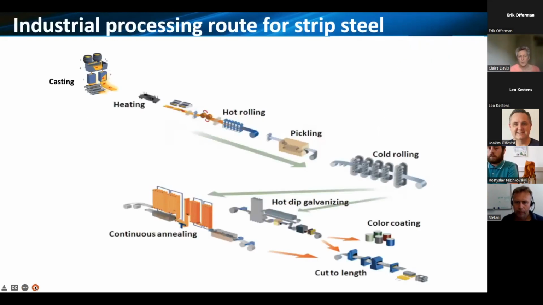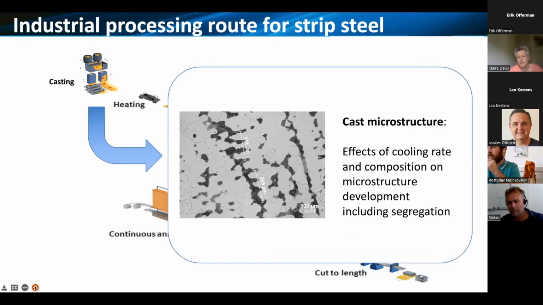As a starting point, I wanted to just refresh for those who may not be so familiar with the steel process, some of the key microstructural developments that occur during industrial processing, and what we need to do to take these into account when we consider how to develop improved steels or indeed new concept steels. So I'm taking as an example, particularly dual phase and complex phase steels as I go through the talk. But I'll start off with the generic strip steel production route and some of the considerations. So we start at the casting stage.